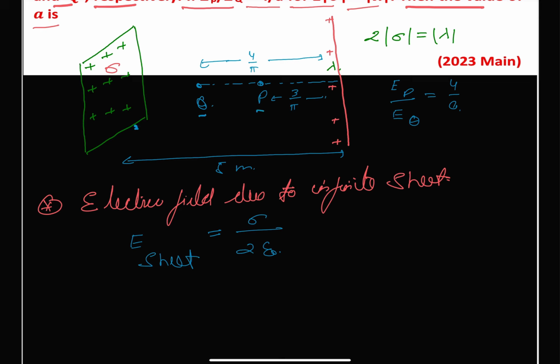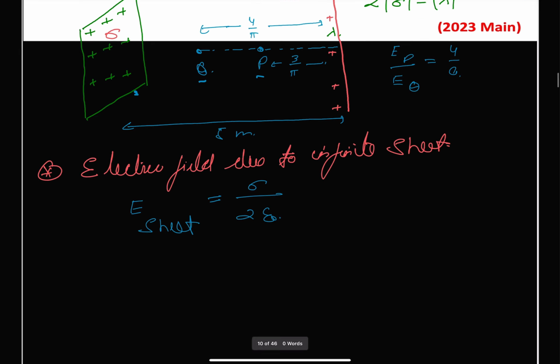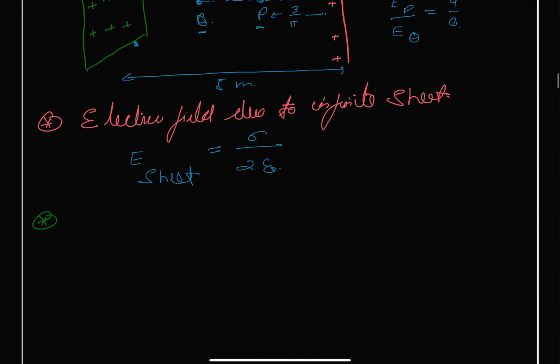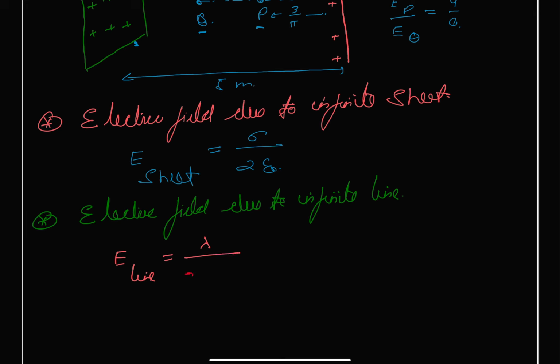Okay. And next is with respect to line charge. So we can say our electric field due to infinite line, let us call this E line, and E line will be equal to charge density divided by 2 pi epsilon naught R. R is the distance of the point. Here the point will be our P, and in the second case it will be our Q.